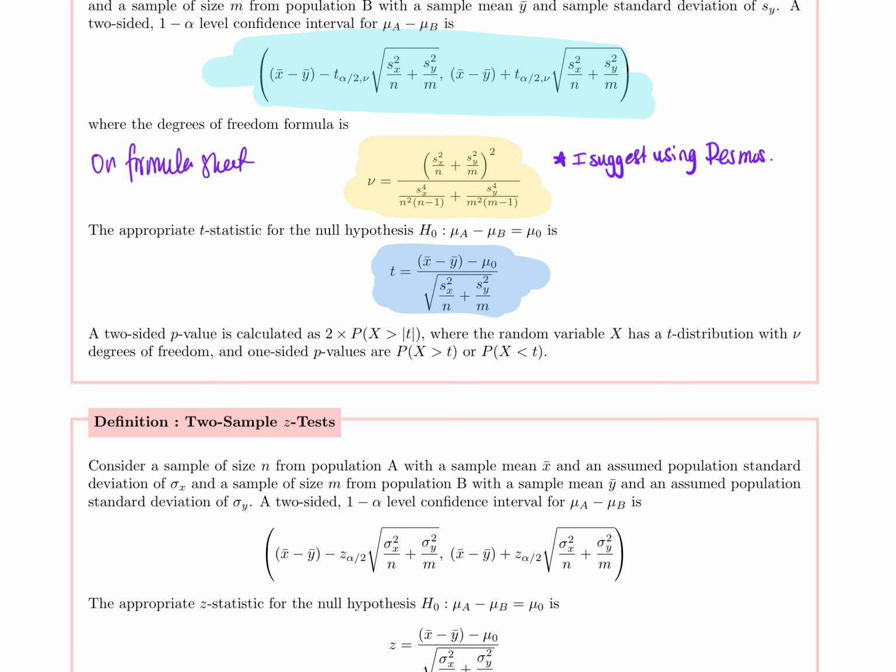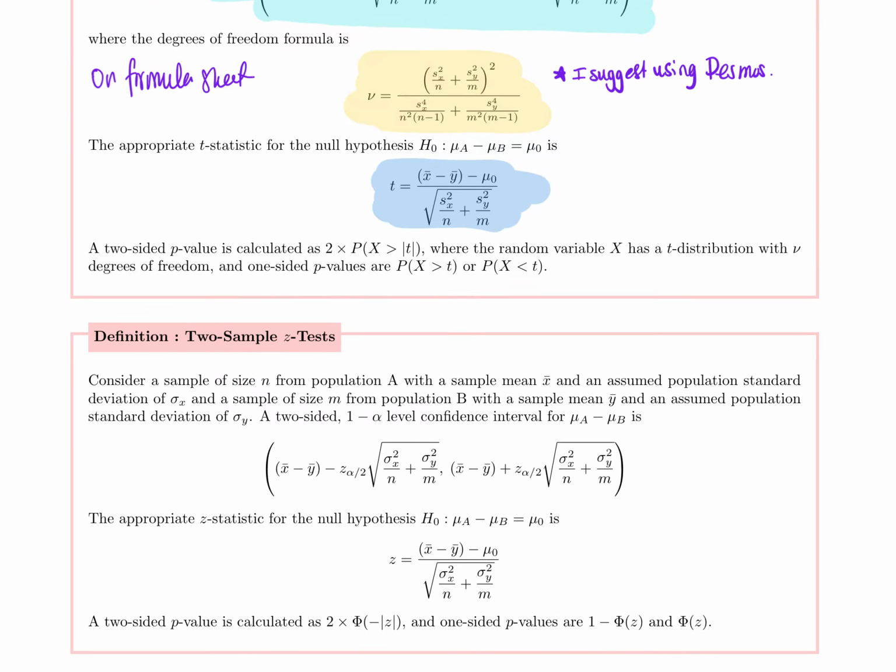So if we are considering the same setup, we have n samples from population A with a sample mean of x bar, and we assume that we have a population standard deviation this time of sigma sub x. And then we repeat this again with sample size m from population B with sample mean y bar and an assumed population standard deviation of sigma y, then we can build our two-sided 1 minus alpha level confidence interval for mu a minus mu b.